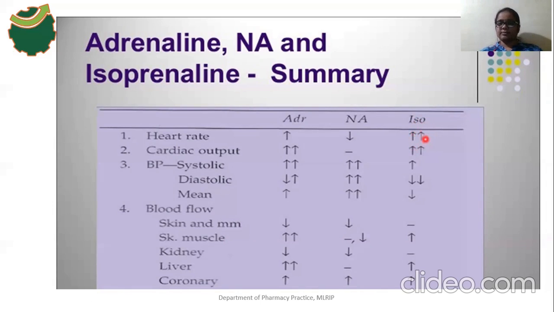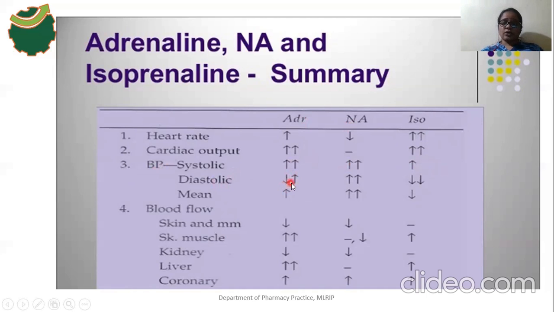The double arrow means isoprenaline increases the heart rate more compared to adrenaline. And the cardiac output also increases. Adrenaline increases the cardiac output, and isoprenaline also increases the cardiac output. Why does isoprenaline increase the heart rate and cardiac output? Because isoprenaline is more sensitive to beta receptors, and it is more sensitive to the heart organ. And for systolic BP, adrenaline increases it, noradrenaline also increases it, and isoprenaline also increases systolic BP.